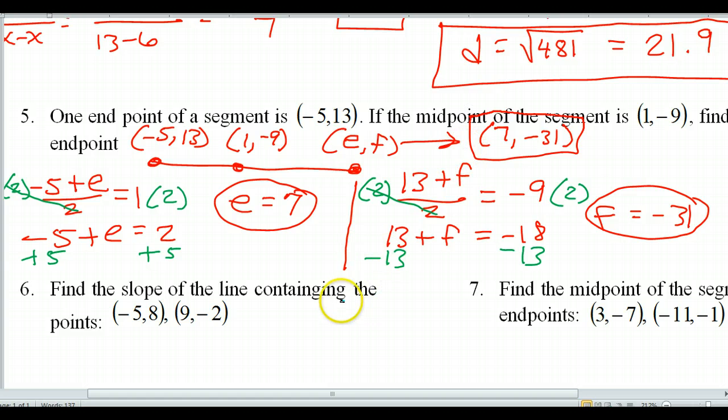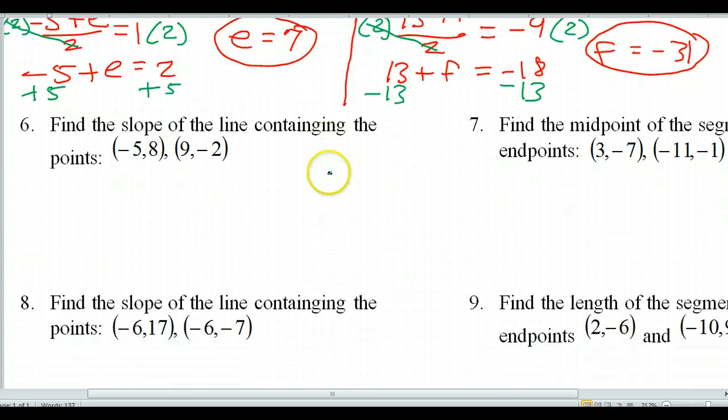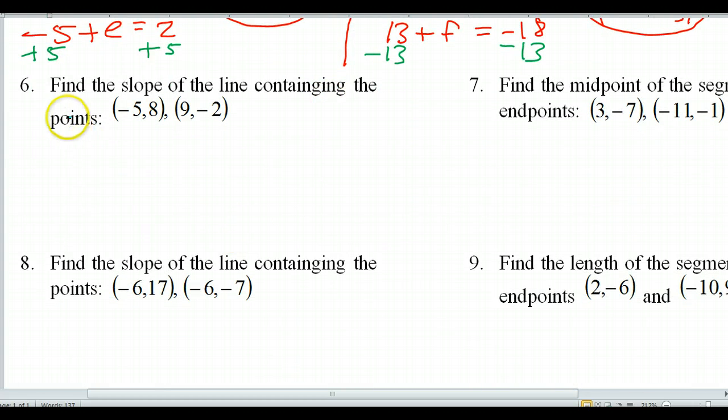All right, any questions about number 5? All right, what did you guys get for number 6? Negative 5 over 7. What about you, Haley? Negative 5 over 7. Okay.